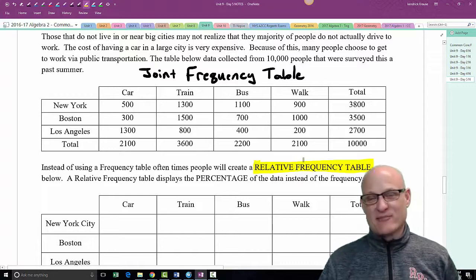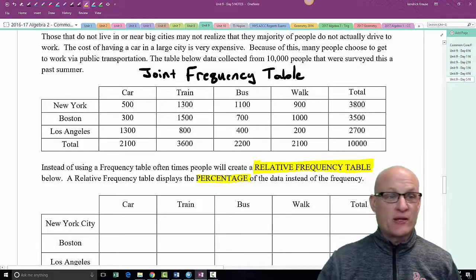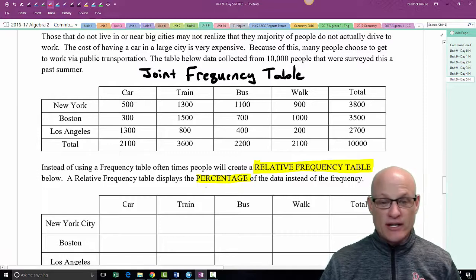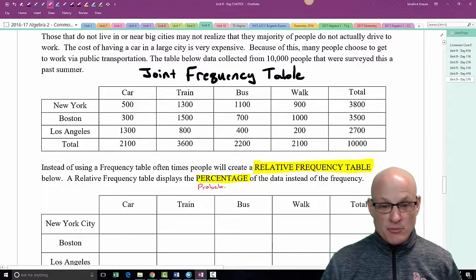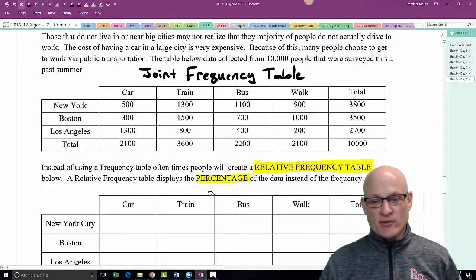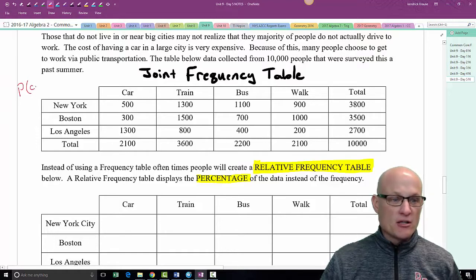Now, a relative frequency table is a table that already displays the percentage of data in the frequency. In other words, it is already the probability. In many cases, it's already the probability. For example, let's say I said, what is the probability of going by car and New York?